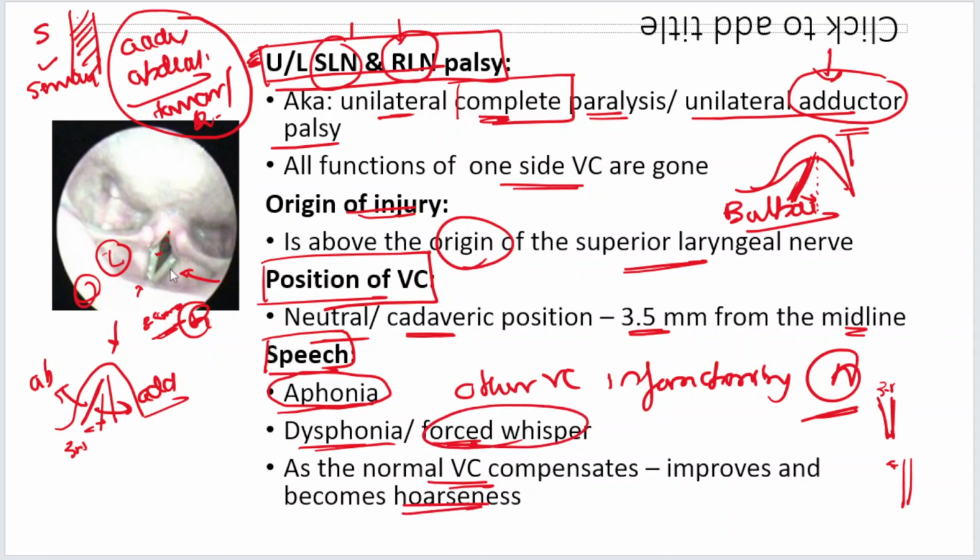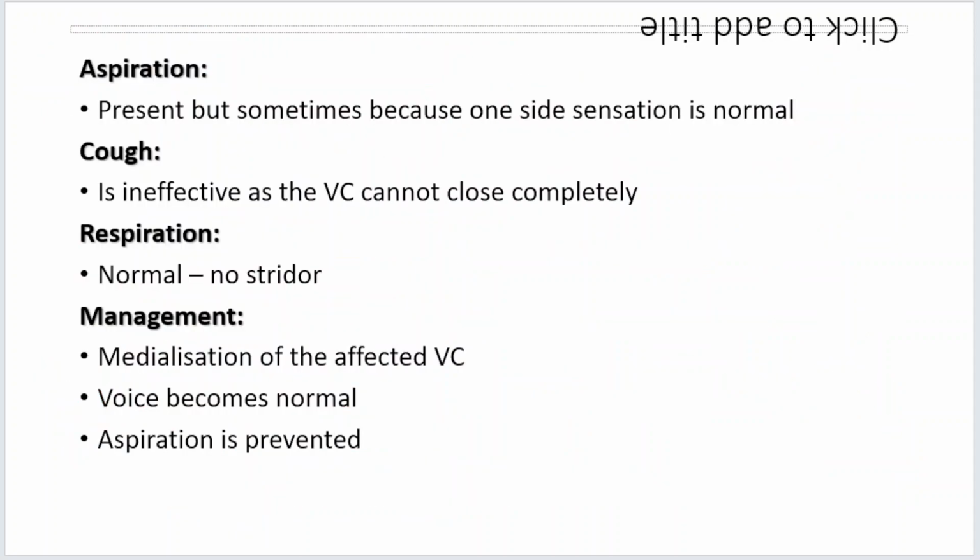Because not only will the normal vocal cord come to the midline, as time progresses, it will cross the midline and try to come as close to the paralyzed vocal cord. It is curved, right? As close to the paralyzed vocal cord, and this causes hoarseness of the voice. So the patient can present with aphonia initially, then dysphonia or forced whisper, and finally hoarseness of voice. So there is improvement as time progresses. There is improvement in the voice.